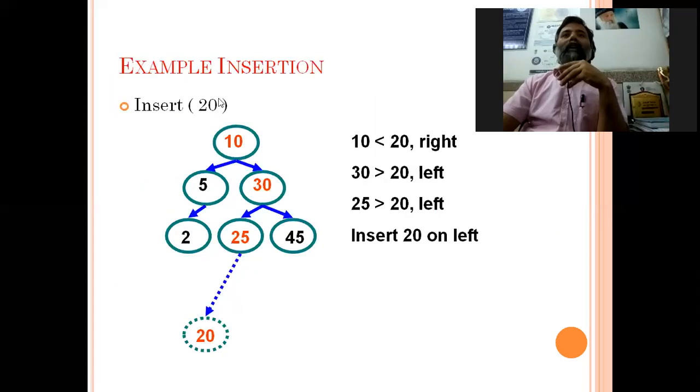So this is the simple way for insertion. We will search. Where the search is completed, if it is less than the node, it will be the left child. If it is greater than, it will be the right child.